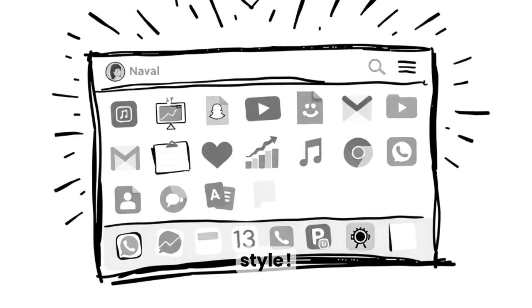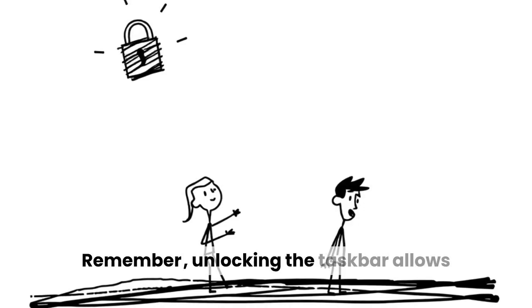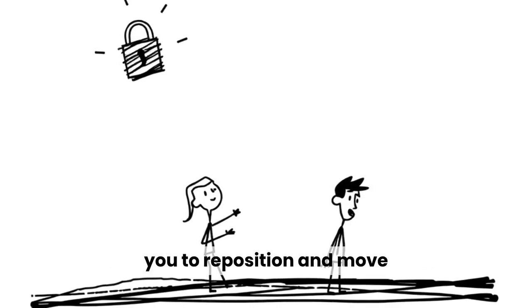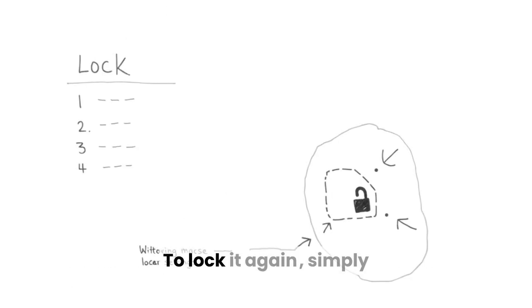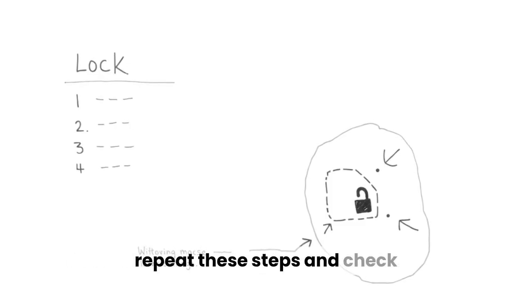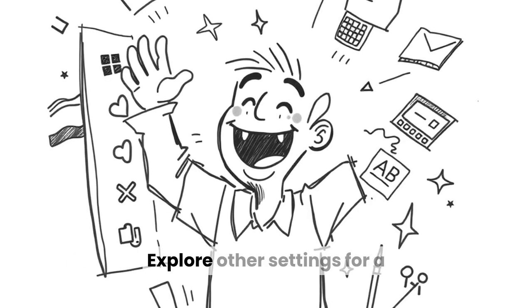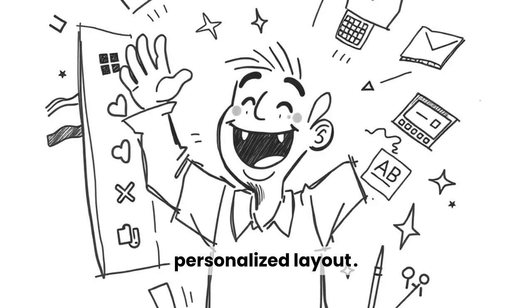Customize it to suit your style. Remember, unlocking the taskbar allows you to reposition and move icons freely. To lock it again, simply repeat these steps and check the box. Explore other settings for a personalized layout.